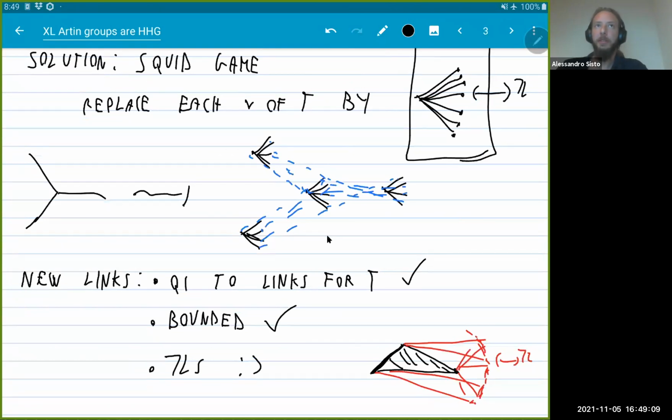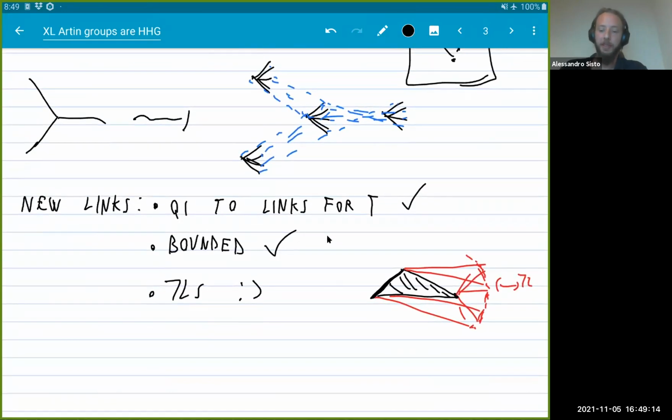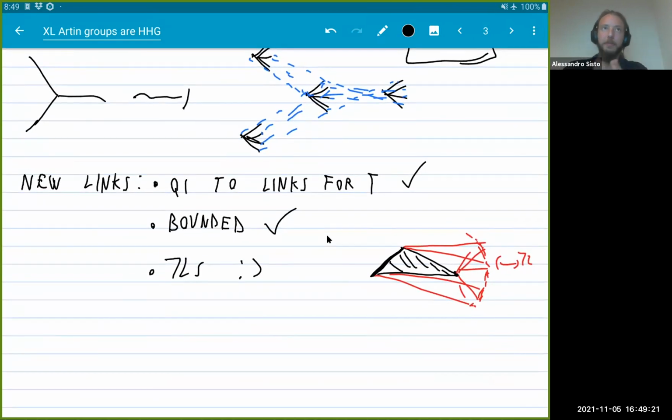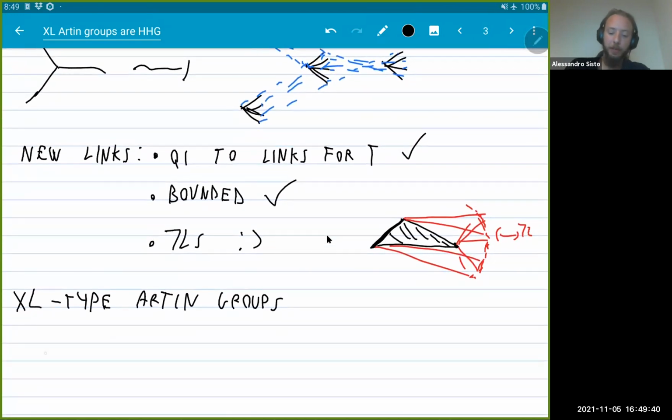Okay, that was, let's say, a warm-up for extra-large type Artin groups, which is the last thing I'm going to talk about. Okay, we now just discuss those. So extra-large type Artin groups. First of all, what is an Artin group? So you start with a labeled graph.